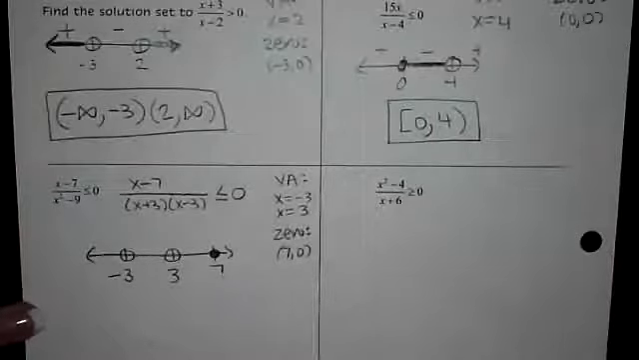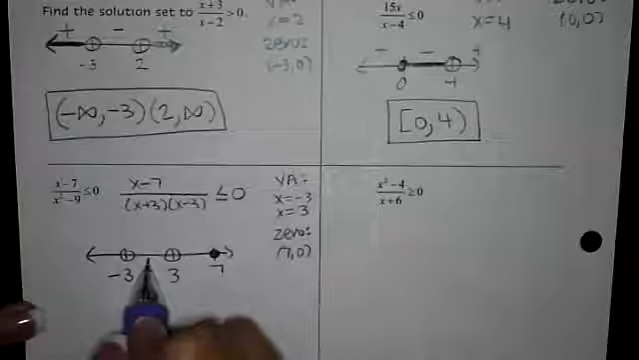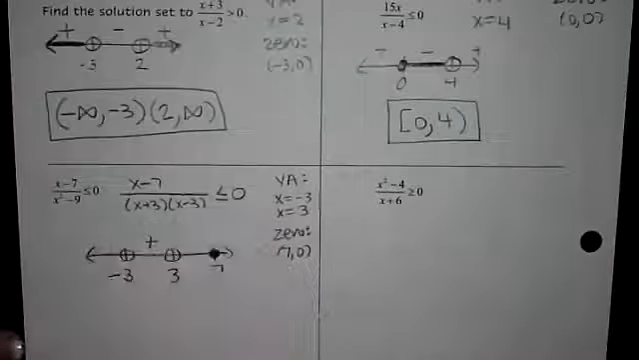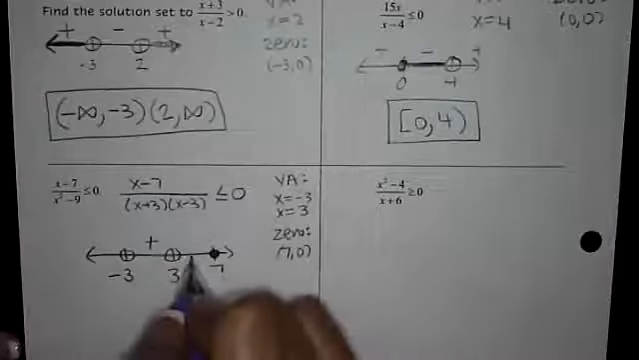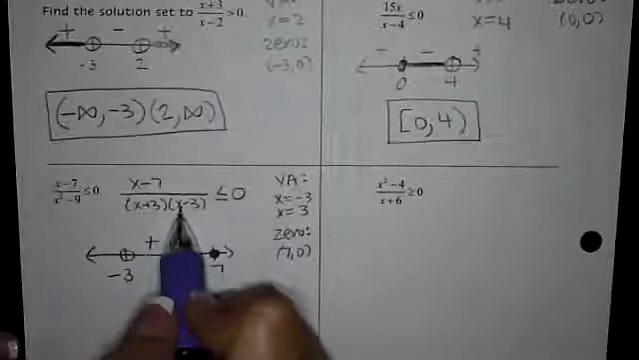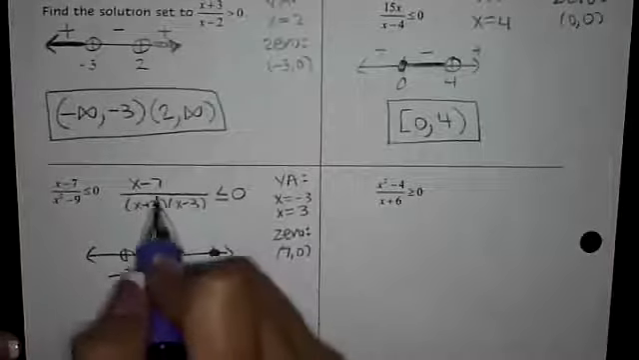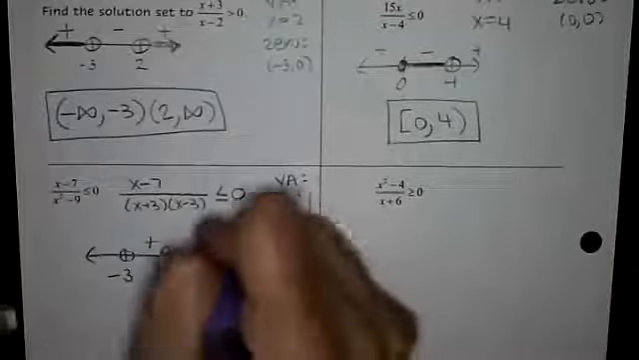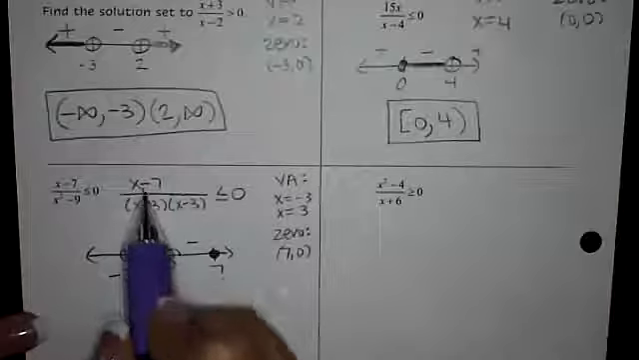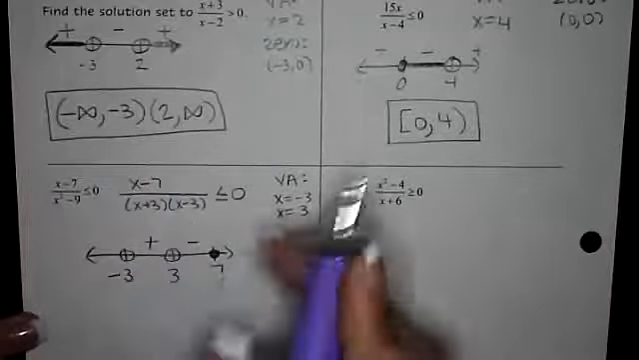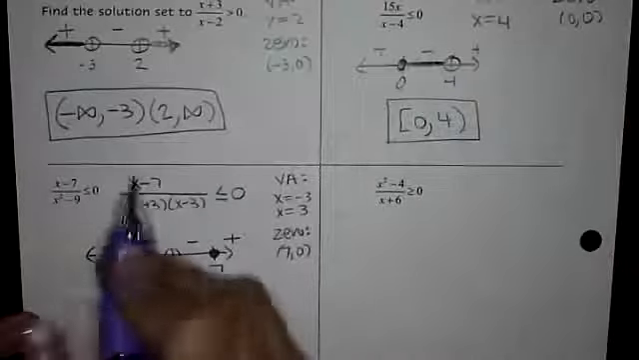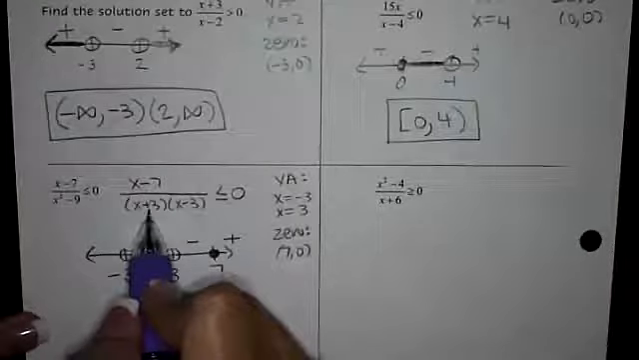Now we check our points in each section. I always like to check 0. I think that one's the easiest. If I plug in 0 there, that is a negative over a negative, which is a positive. Between 3 and 7, that would be 5. If I plug in 5 there, that's a negative, positive, sorry, negative over positive times a positive, so that is a negative. If I plugged in 10, that would be a positive, positive, positive. If I plugged in negative 10, that would give me a negative over a negative.